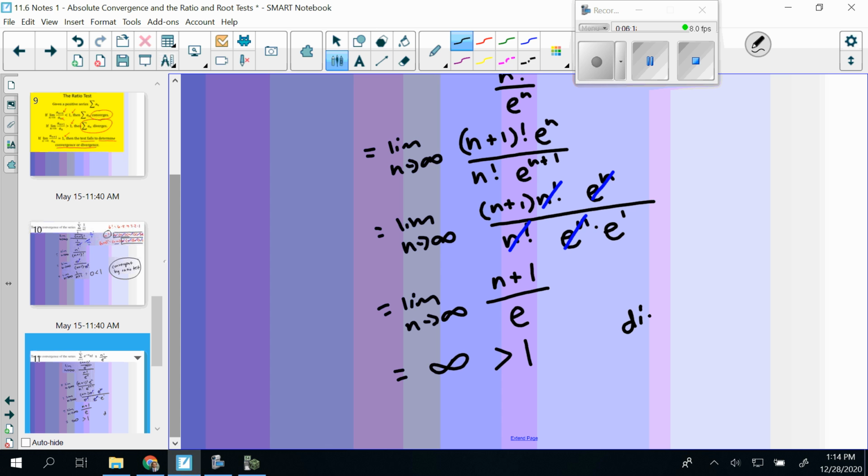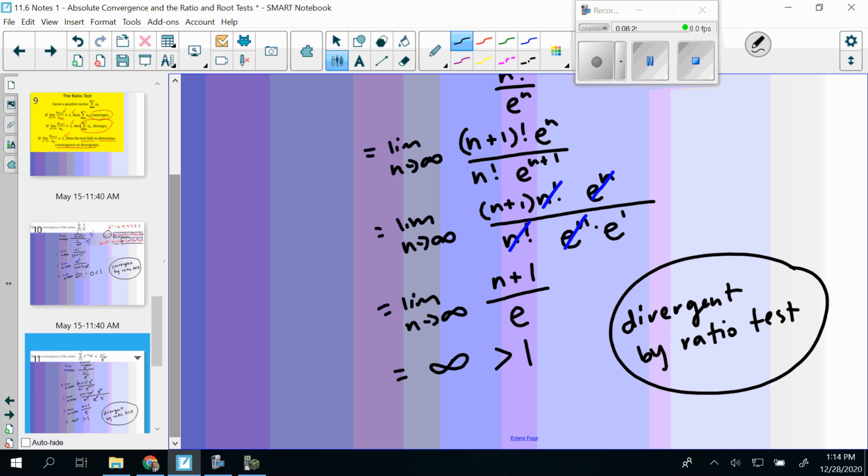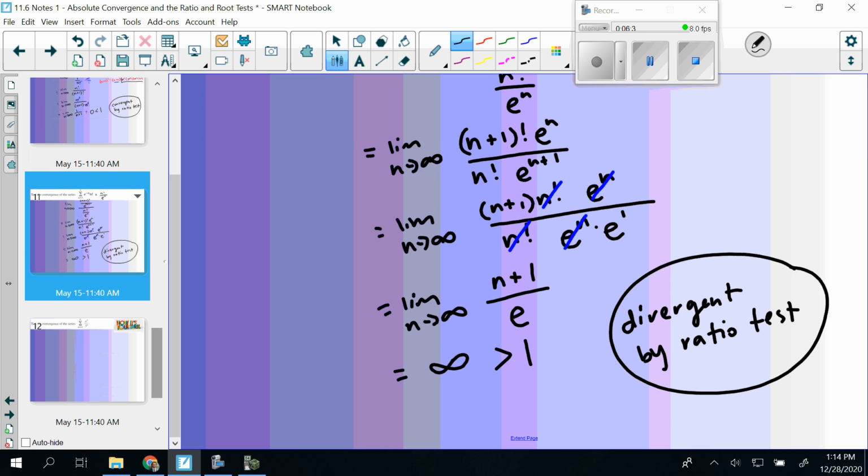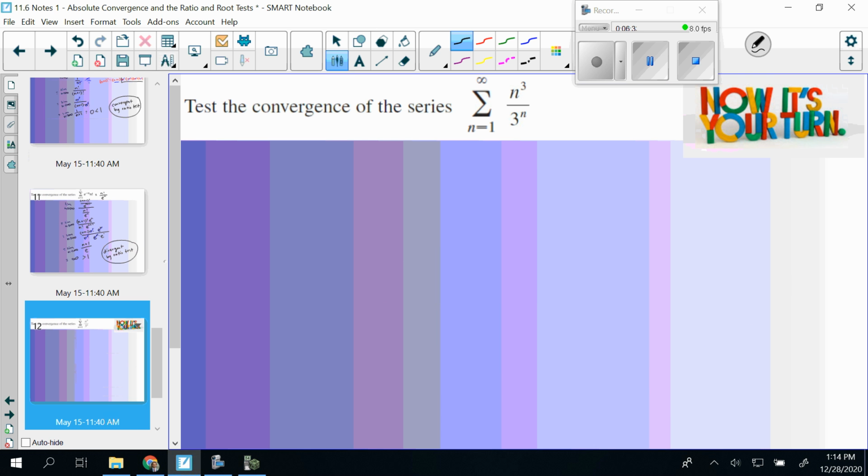So this one is a divergent series by ratio test. This is divergent. All right, let's have you try one out now. See if you can test this one out with our ratio test and see what you get.